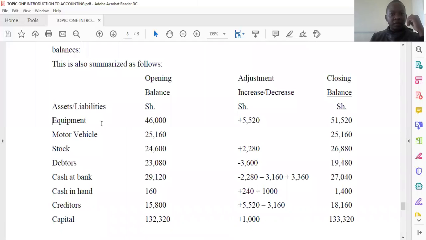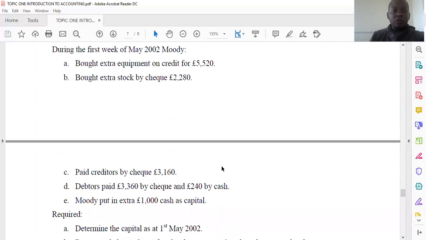So to equipment, we've added 5520, and to creditors, we've added 5520 out of that transaction. We move on to the next transaction. B is that bought extra stock by check 2280.